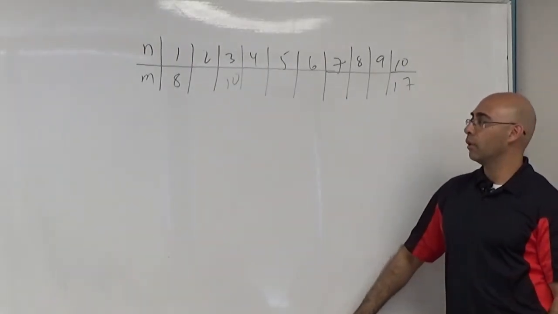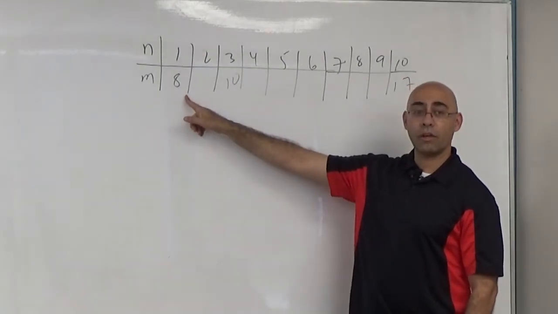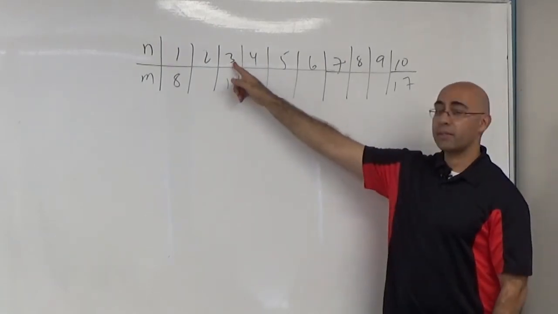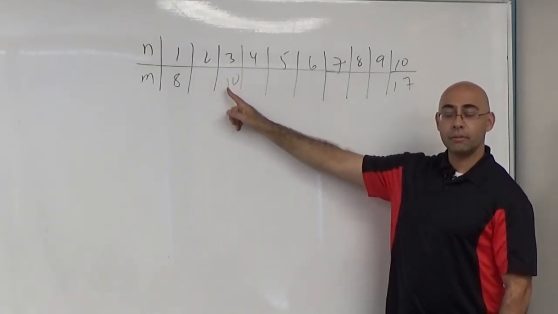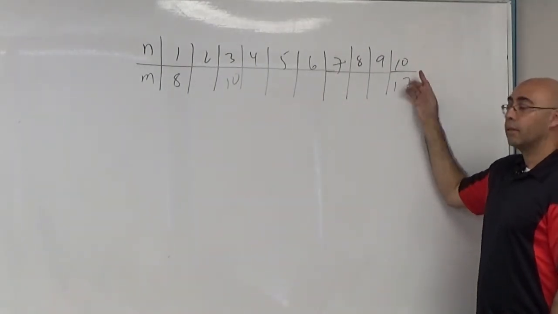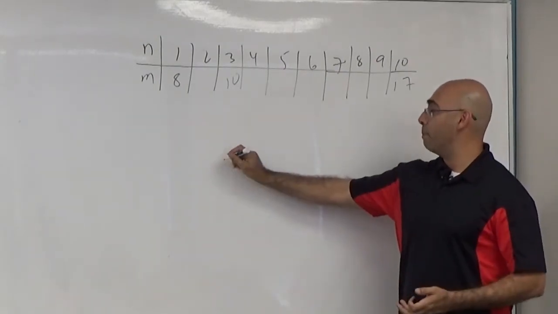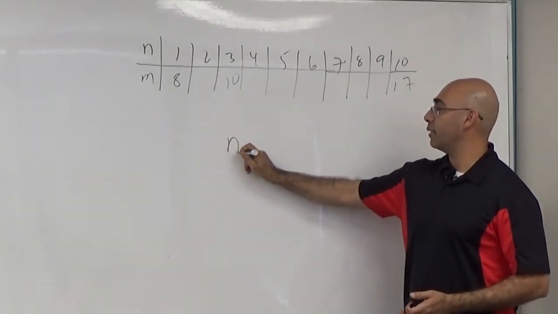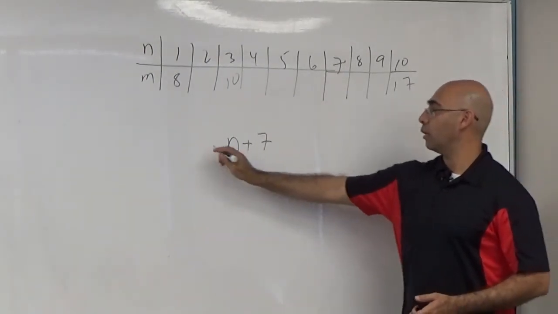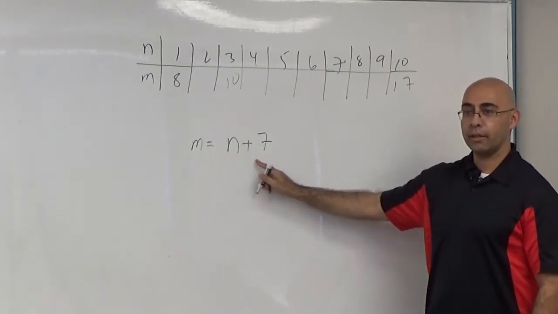Oh, if you look at this, to go from here to here, looks like you have to add 7, yes? Well, what's 3 plus 7? 10. Somebody else, what's 10 plus 7? 17. Oh, good. So we have our formula. To figure out M, all we do is get N, and then add 7. That's our formula right here.